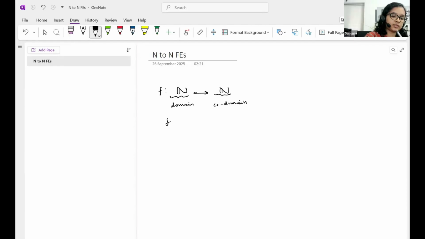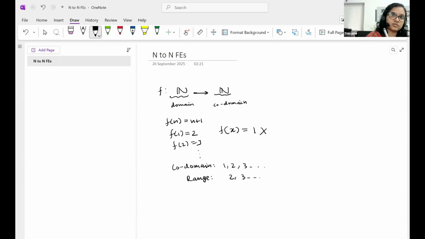So for example, suppose we have f of n is equal to n plus 1. The codomain is the naturals, but the range is actually not the entire set of the naturals, because we'll have, say, f of 1 is equal to 2, f of 2 is equal to 3, and so on. But nothing goes to 1. So there is no x such that f of x is equal to 1. Therefore, the codomain here is all the naturals, but the range is just everything from 2 onwards. This is just like formal definitions.